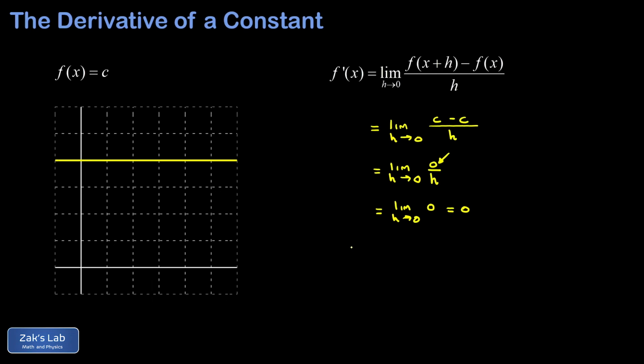Now it's useful to use Leibniz notation to wrap this all up in a simple statement. So I'm going to write d dx of c, in other words, the derivative of c, is equal to 0. So now anytime we find ourselves differentiating a constant as part of a larger problem, we immediately say the derivative of a constant is 0.